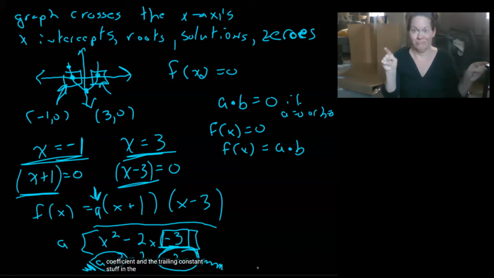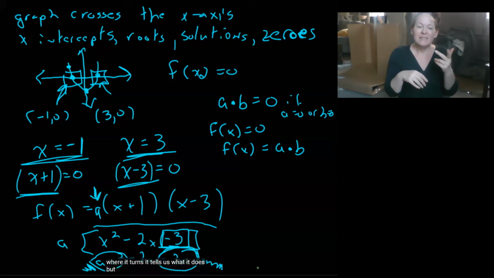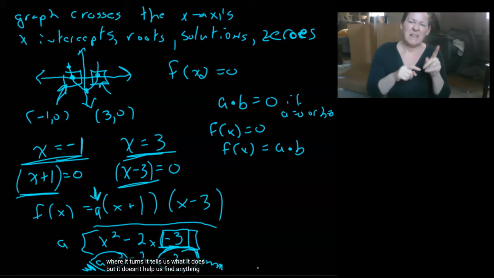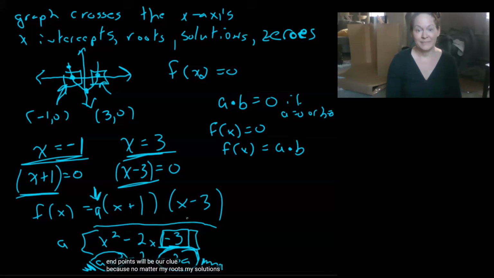The stuff in the middle matters. It tells us where it turns, it tells us what it does, but it doesn't help us find anything. The end points will be our clue, because no matter my roots, my solutions, I can see clearly the beginning and end points. So that's something we're going to keep building towards, is that this leading coefficient and this constant.